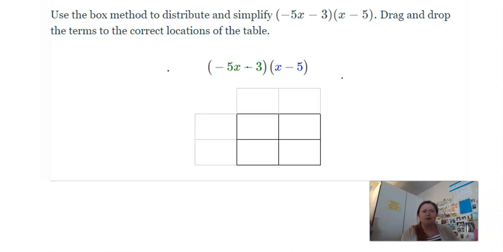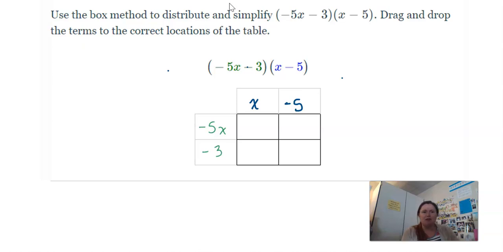So I have negative 5x minus 3. I'm going to put that. It doesn't matter whether I put this on the top or the side, but because of the way we were doing the area models, I'm going to put negative 5x minus 3 on the side. I put x minus 5 on the top. So now it's the same thing we've been doing, but now I have to do all of the multiplication myself.